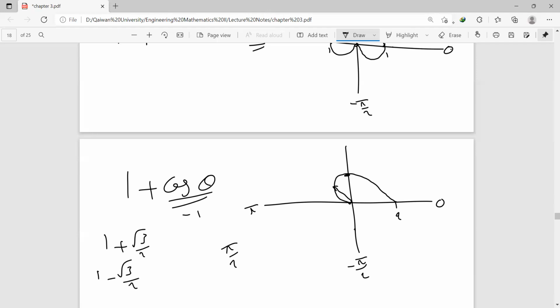1 minus square root of 3 over 2. It's a point somewhere here. Okay, that's why we go like this in a curve. For minus pi over 2, it's 1. Yes, cosine is 0, but you get 1. That's the graph. For minus pi over 2, it's 1. That's above. It's not minus 1. Okay?